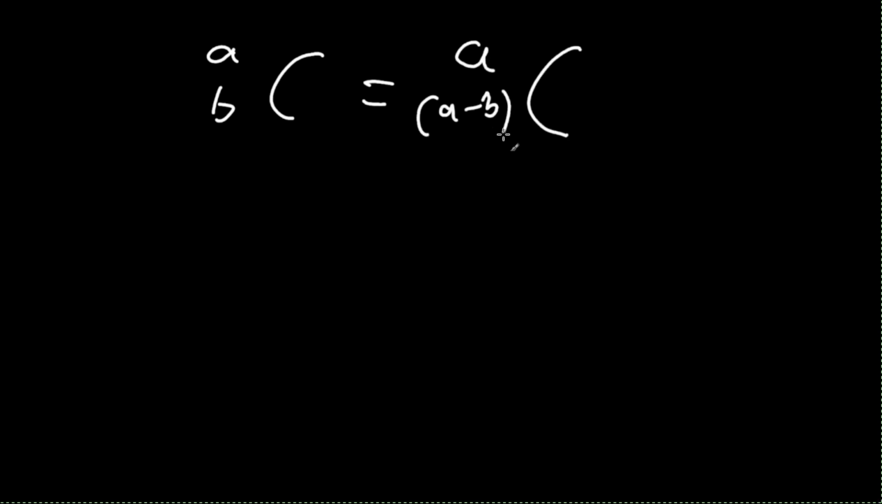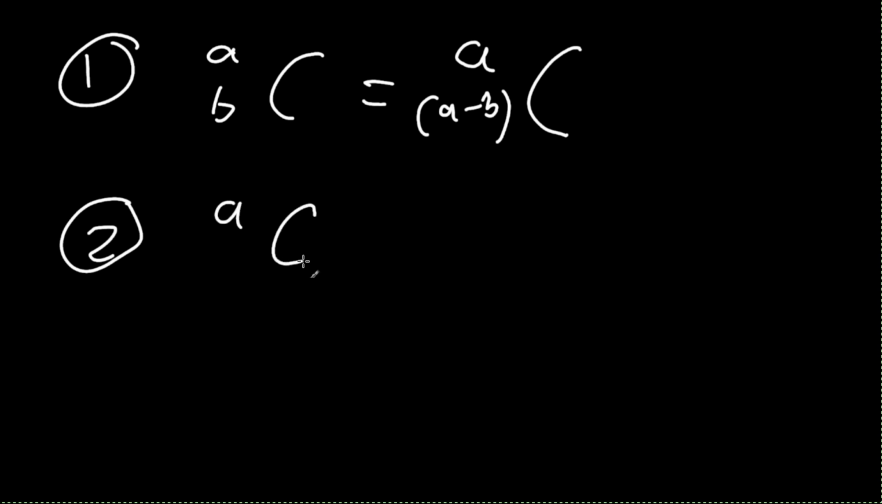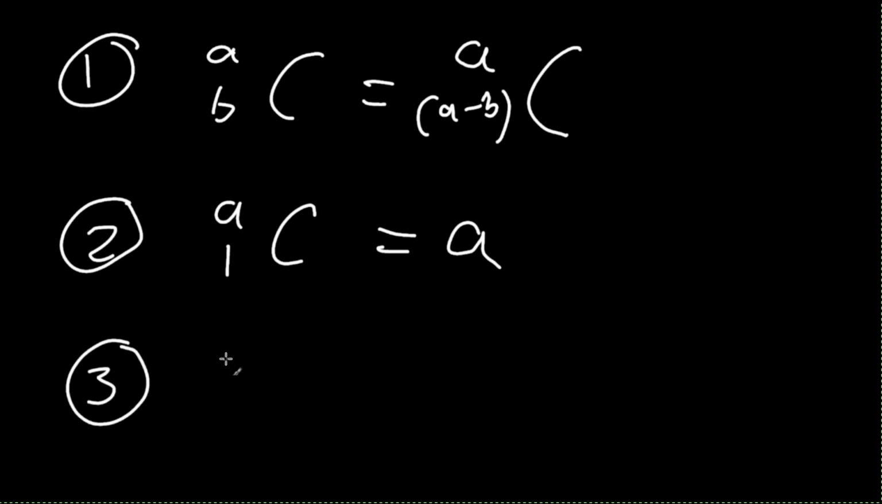So in summary, we have our 3 rules. ACB is equal to AC(A minus B). Number 2 is anything C1 is just that anything. And anything C0 is just 1.